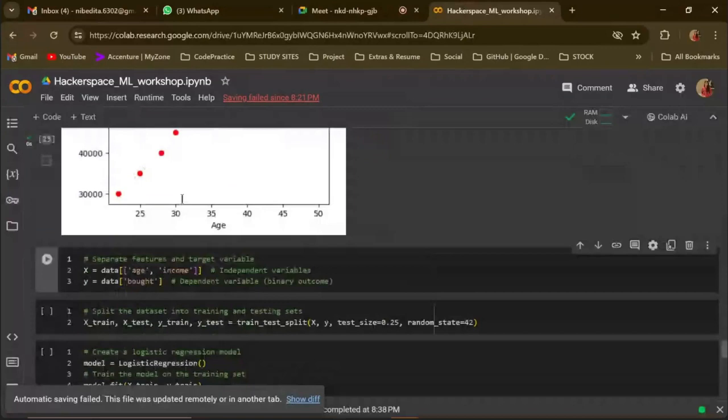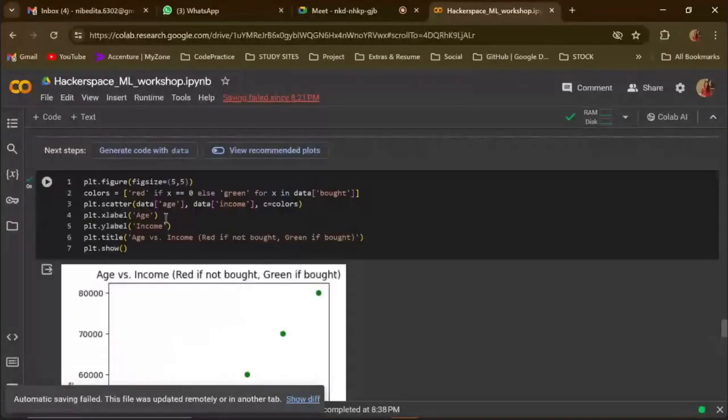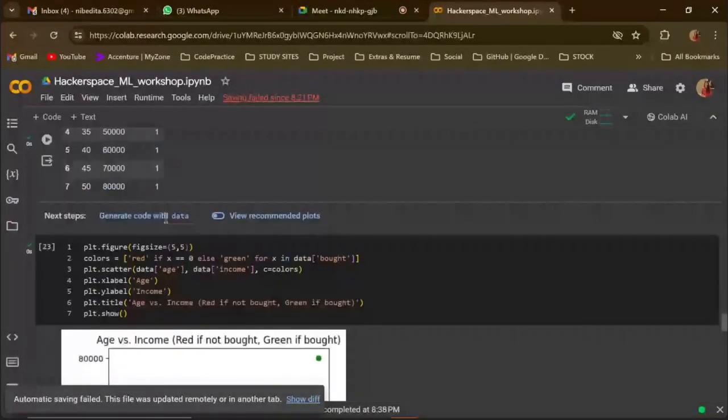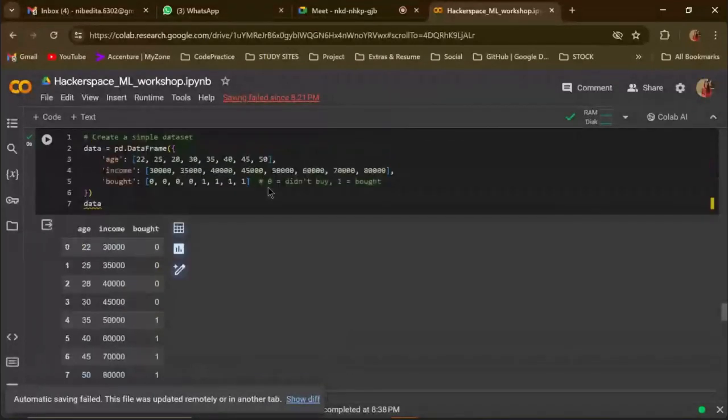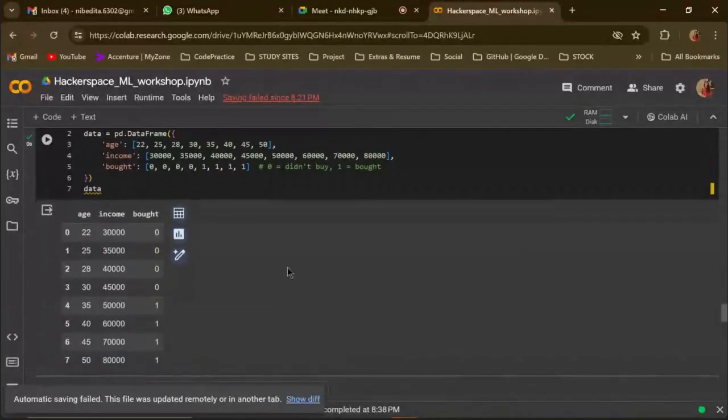So now what we do is we are going to separate this data. We are going to separate the independent and dependent variable. Can anybody tell me what are the possible independent variables?